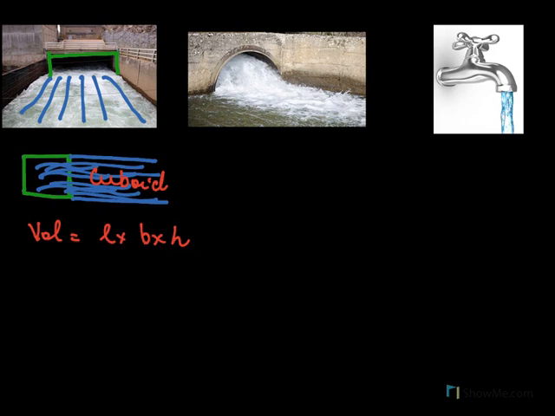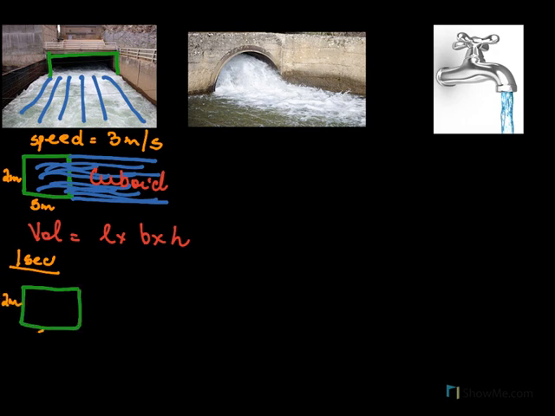Let us say that the breadth of this cuboid is 5 meters and the depth of this canal is 2 meters. And the speed with which the water is flowing is 3 meters per second. So in 1 second, let's find out how much water is flowing out of this cuboid. So here we have the canal. We write the dimensions again of the canal, that is 2 meters in height, 5 meters in breadth. Now I want to know the amount of water flowing in 1 second.